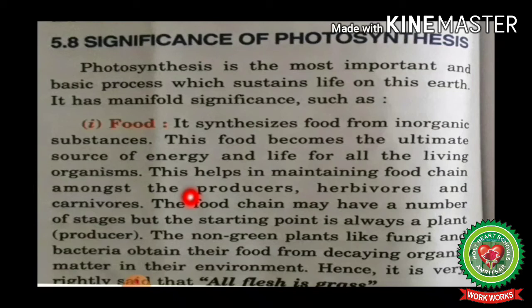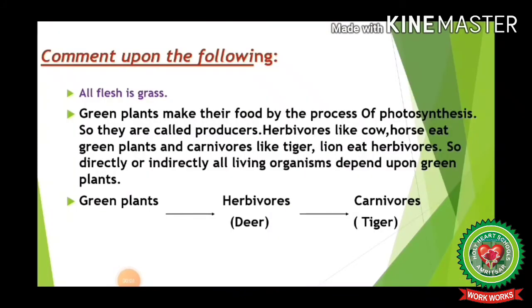This helps in maintaining food chain amongst the producers, herbivores, and carnivores. The food chain may have a number of stages, but the starting point is always a plant. The non-green plants like fungi and bacteria obtain their food from decaying organic matter in their environment. Hence, it is very rightly said that all flesh is grass. Now, there is a question. Comment upon the following. All flesh is grass.